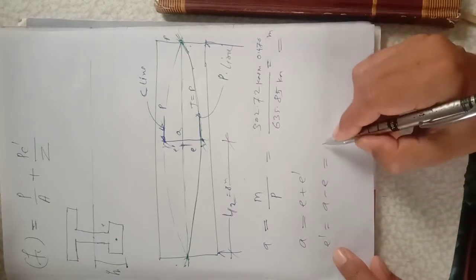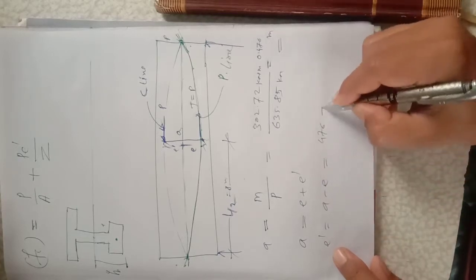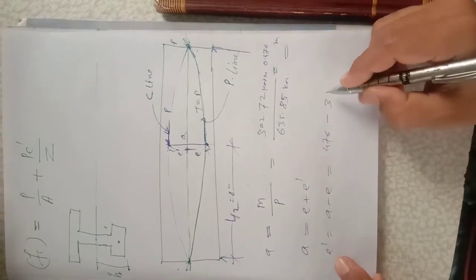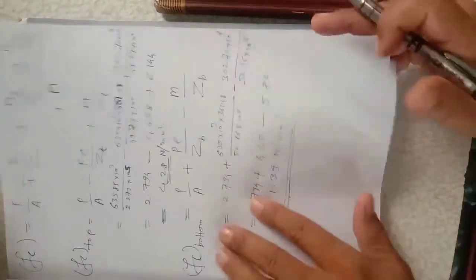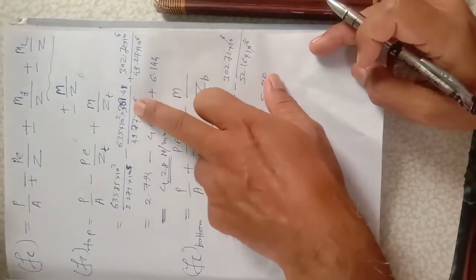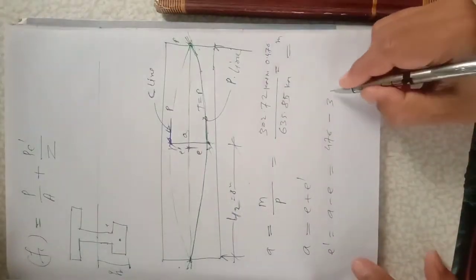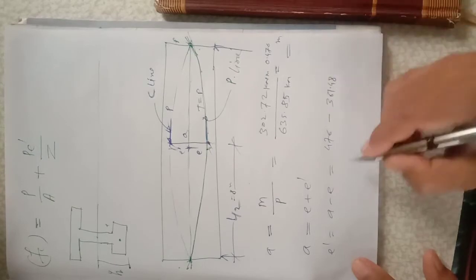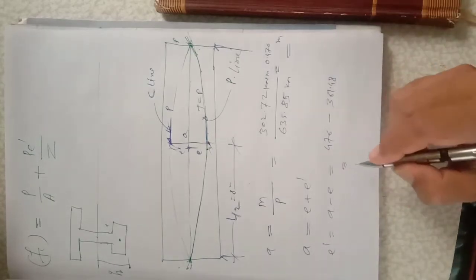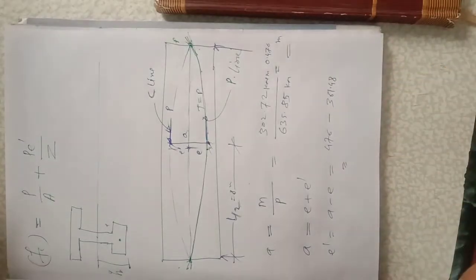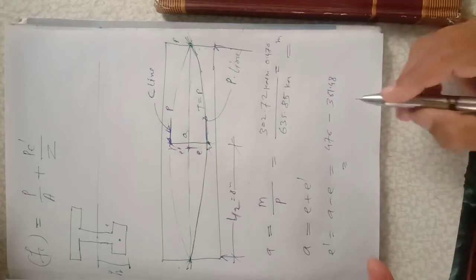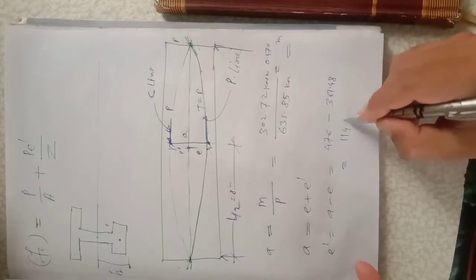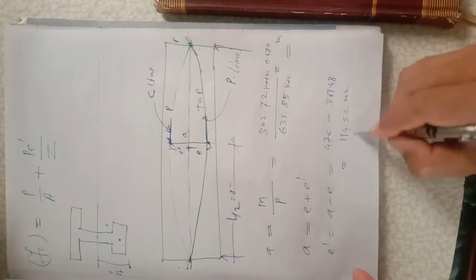What is A? It is 476 mm, and what is eccentricity? It is 361.48. So we get E dash is equal to 476 minus 361.48, that is 114.52 mm. This is the E dash.